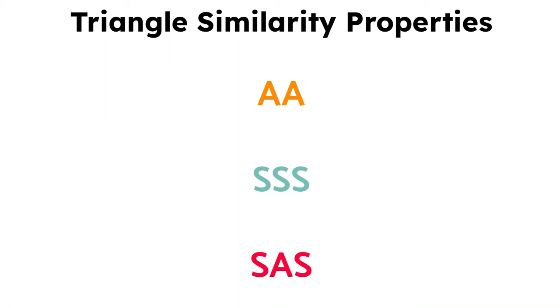In this video, we are going to talk about the three triangle similarity properties. You can see them here: angle, angle, side, side, side, and side, angle, side. We're going to get into the details of what that means shortly, but first we're going to review what it means to have two triangles that are similar to each other.